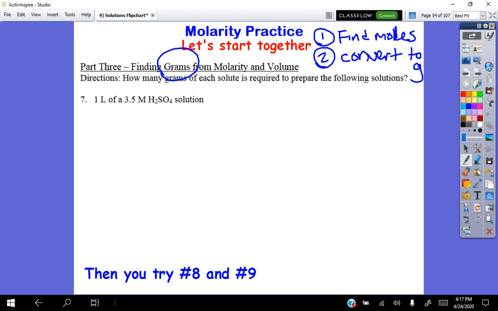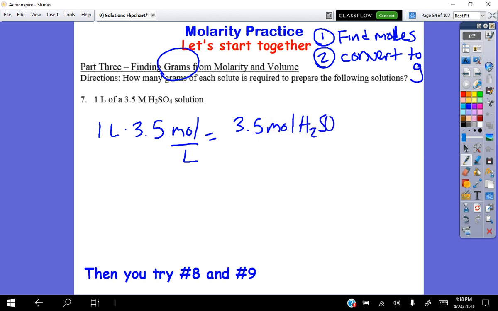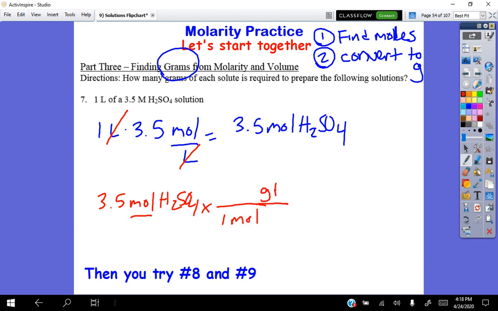Okay, so I have 1 liter times 3.5 moles per liter, or molar, and that's going to cancel to give me 3.5 moles of H2SO4. Now I can take that 3.5 moles of H2SO4 and convert to grams. To convert to grams, I'm going to need the molar mass. Since I started in moles, I need 1 mole on the bottom, and I need my grams of H2SO4 on top.